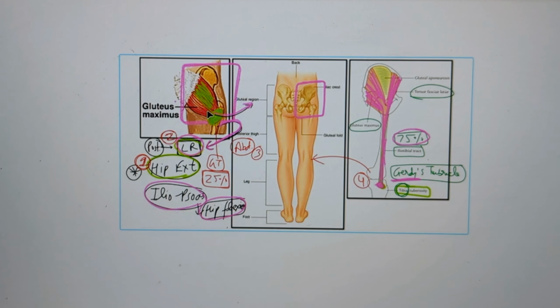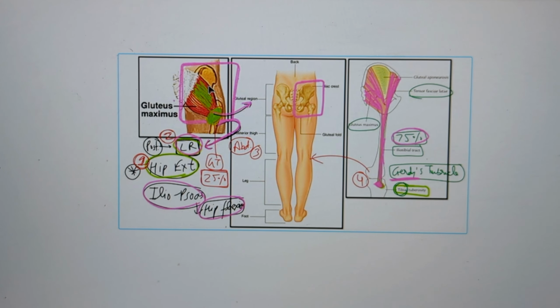Additionally, the gluteus maximus muscle acts as an antagonist to the iliopsoas muscle. The iliopsoas muscle, located anteriorly, functions as a hip flexor by pulling the femur forward.